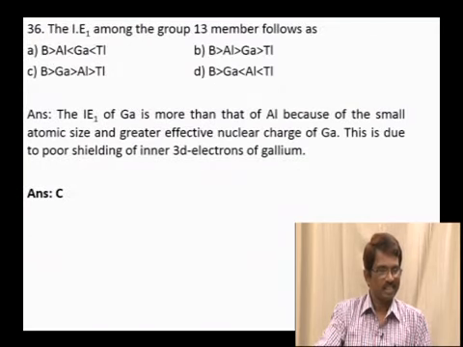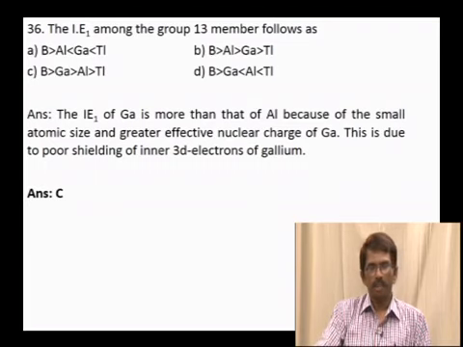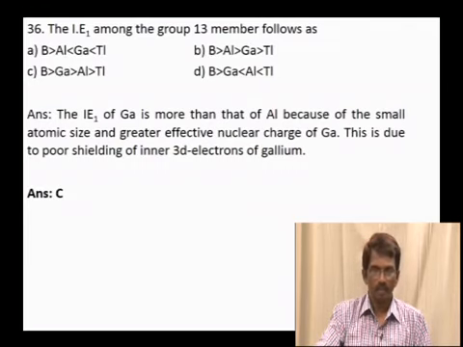Into question number 36, the ionization enthalpy among group 13 members. Follow the order. See, usually ionization energy or enthalpy is considered as the energy required to remove the outermost electron from an isolated gaseous atom. Normally the ionization enthalpy values decrease when you move down a group because of the increase in size. In the boron family, gallium, which lies below aluminum, has more ionization enthalpy compared to aluminum because of its small size and effective nuclear charge of gallium.